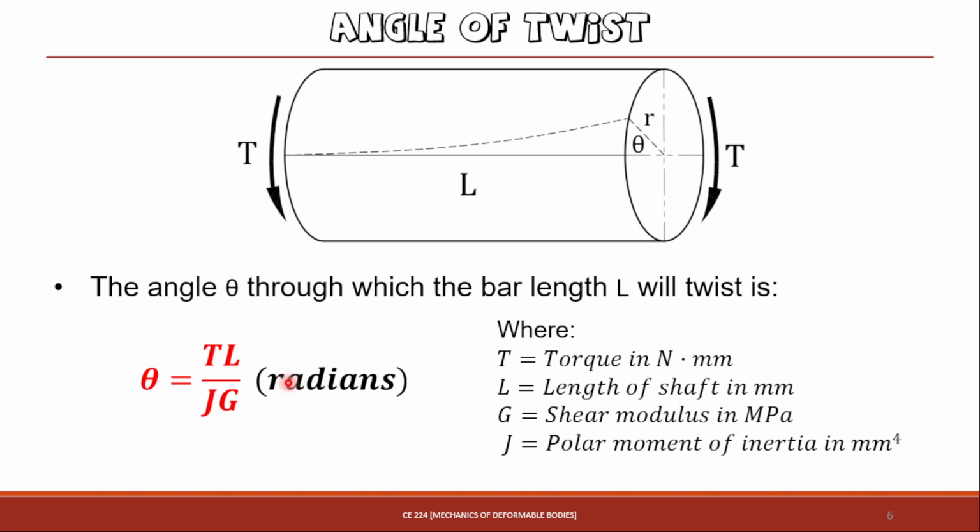Okay, in radians. And if you notice again, our polar moment of inertia is in the denominator again. Because the larger our polar moment of inertia, the smaller the deformation of this bar. And vice versa, when our polar moment of inertia is small, our twisting is larger. Okay? So, that's the angle of twist.